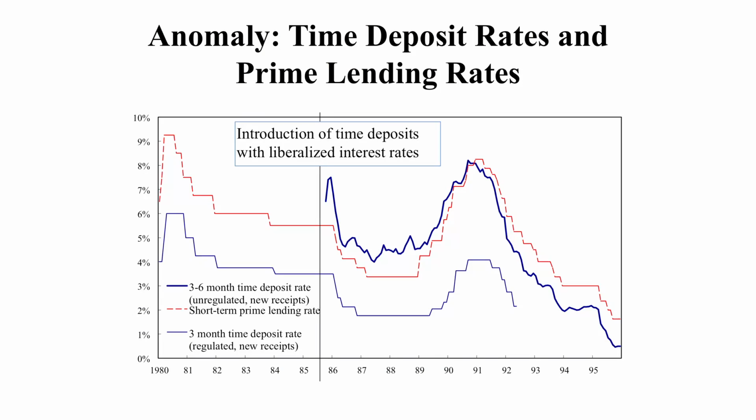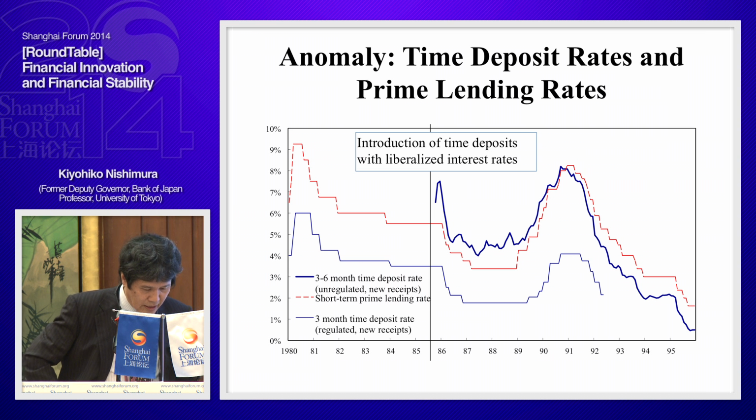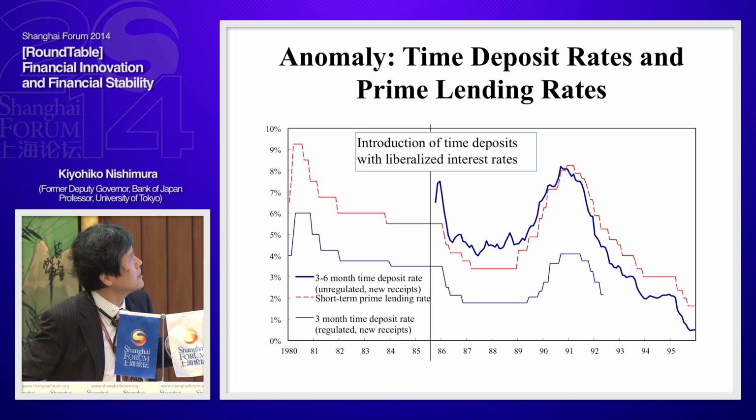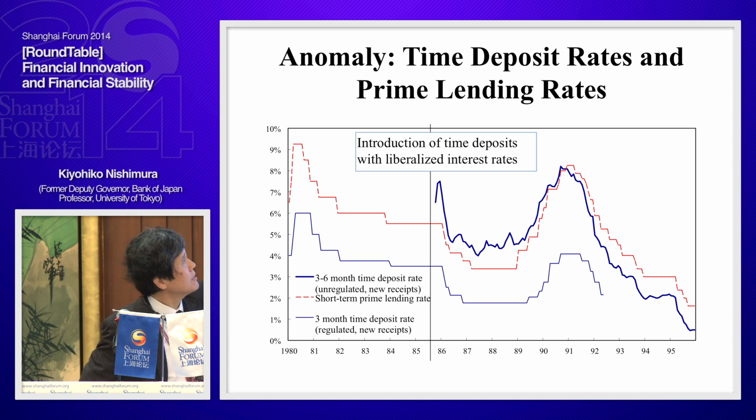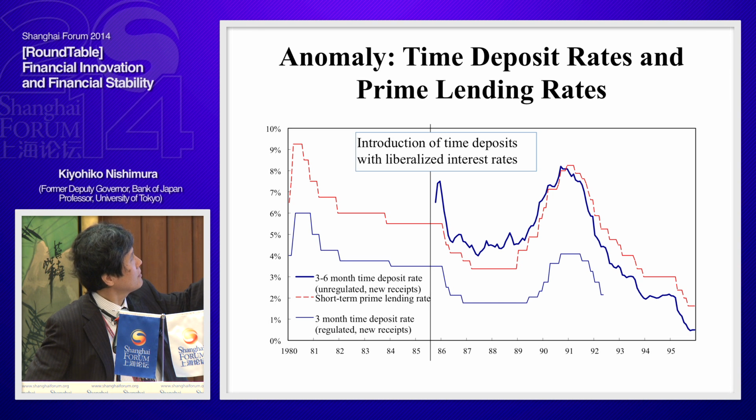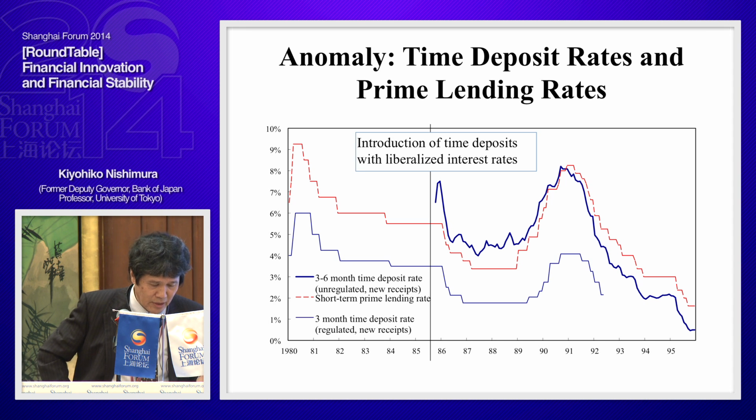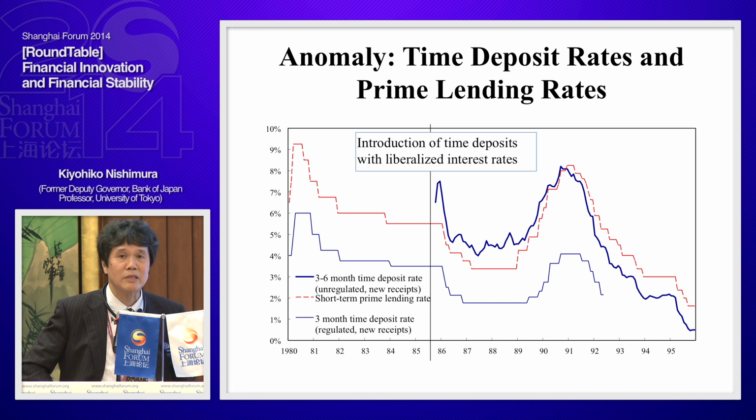However, around 1986, signs of financial anomalies emerged, brought about by the financial innovation. Here is the introduction of time deposits with liberalized interest rates. Actually this is backward. This is interest rates paid on the large time deposit, and this is the short-term prime lending rate. And you can see the anomalies here because the short-term prime lending rate is lower than the time deposit rate. So this is the most notable anomaly, which is the apparent no-risk arbitrage opportunity for large non-financial corporations.